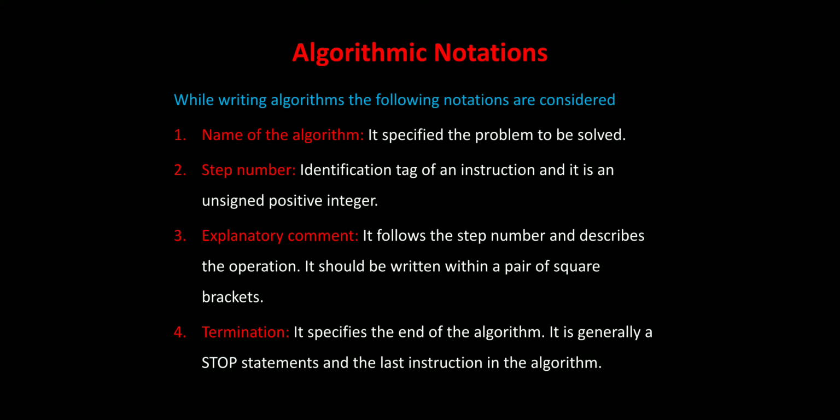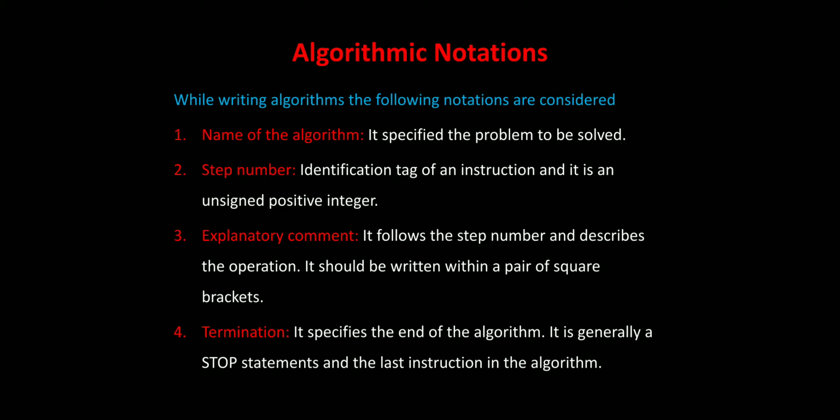While writing an algorithm, we have to follow these steps. First, the name of the algorithm. It specifies the problem to be solved. Second one is step number. It is the identification tag of an instruction and it is an unsigned positive integer. It means all positive integers are included. Step number means first step, second step; we have to mention the numbers for however many steps we take.